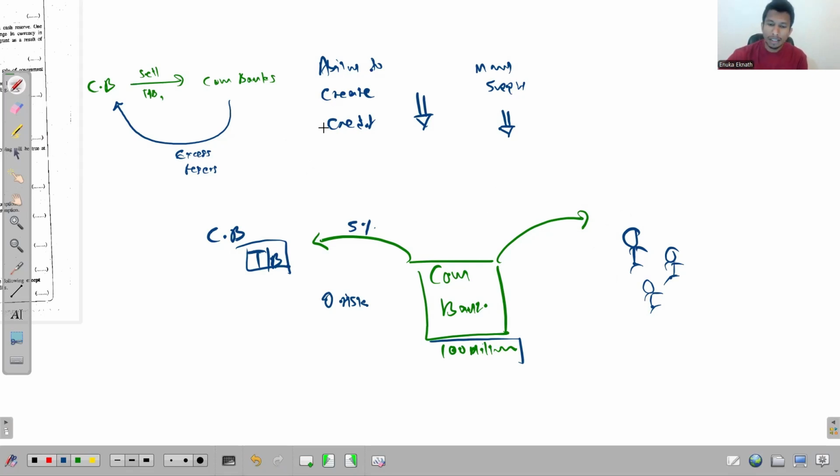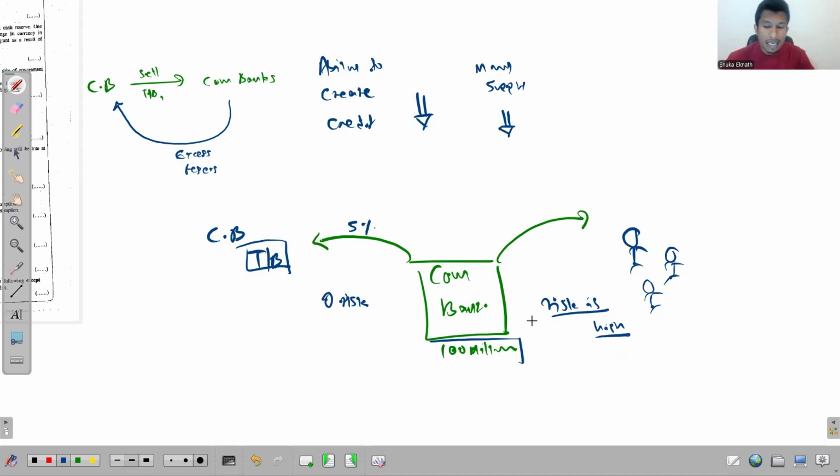The problem is when they offer this 100 million to the general public as a loan, there's a risk, right? Risk is high. I mean, compared to the risk of purchasing treasury bills from the central bank, they have a higher risk of offering this money as a loan to the general public. So if the risk is high, they expect a higher return.